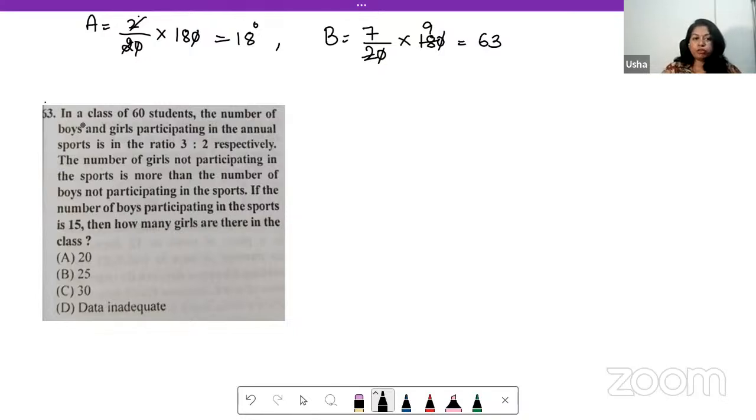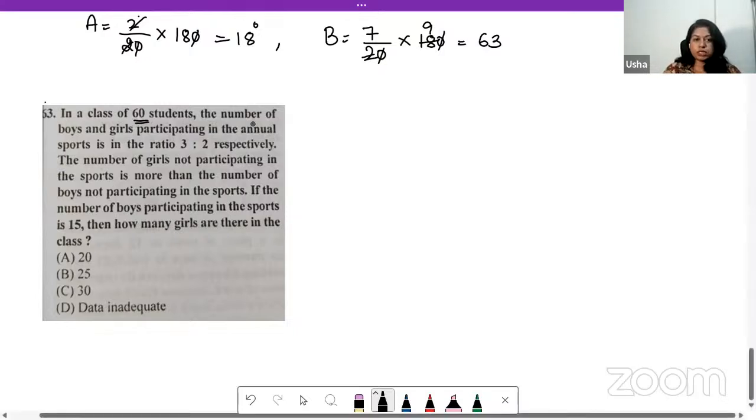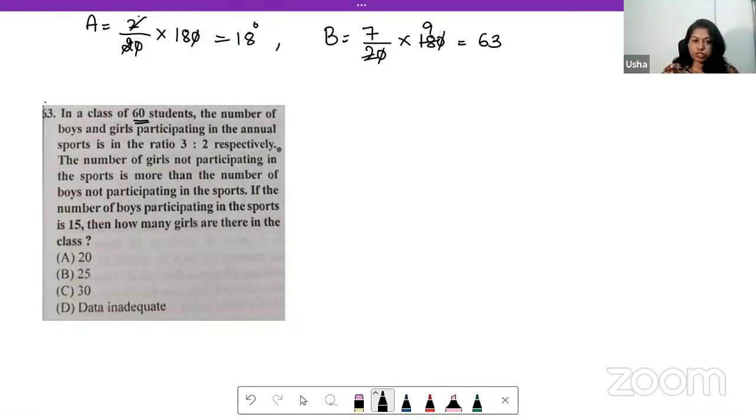Okay, fine. So in a class of 60 students, the number of boys and girls participating in the annual sports is in the ratio 3:2 respectively. The number of girls not participating is more than the number of boys not participating in the sports. If the number of boys participating in the sports is 15, how many girls are there in the class?